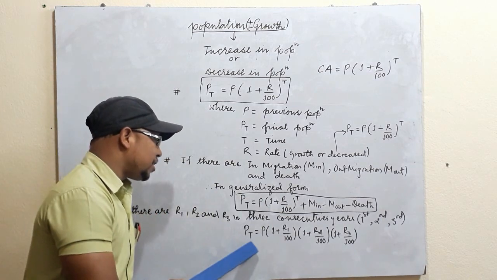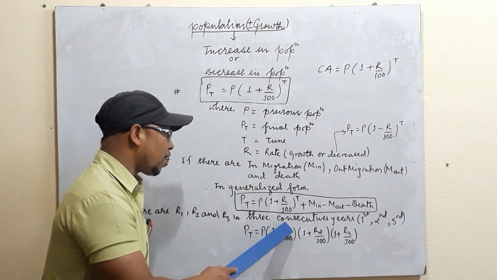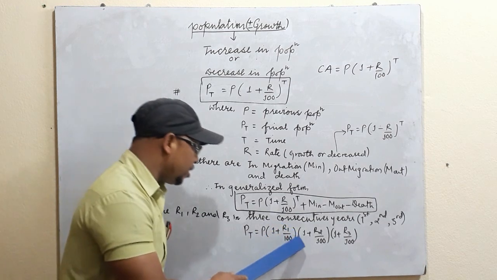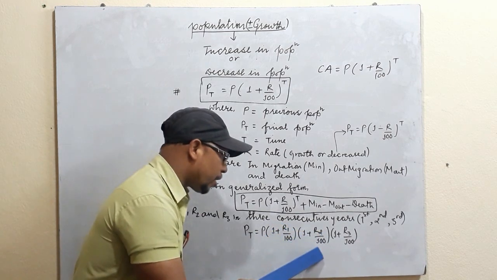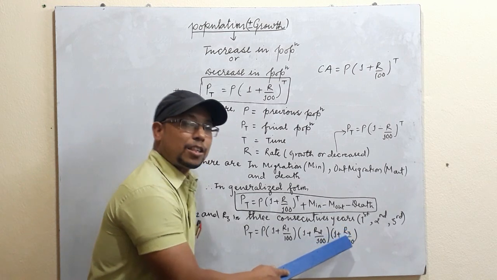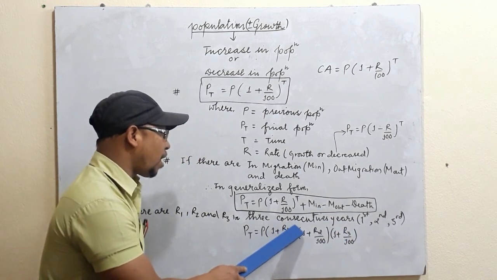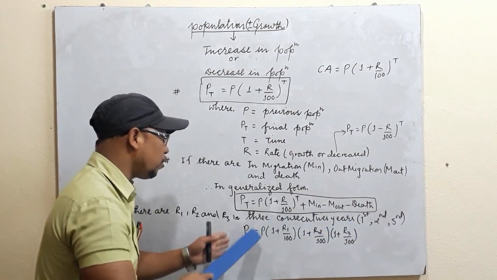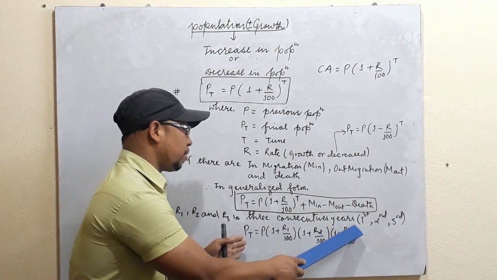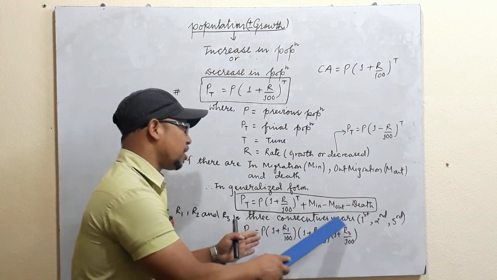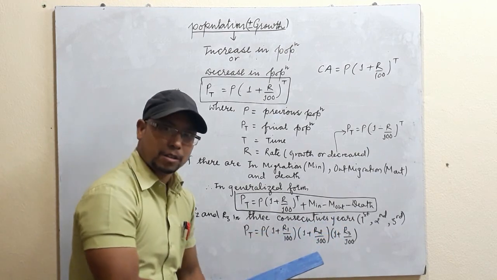This is Pt equals P into (1 plus R1 by 100) into (1 plus R2 by 100) into (1 plus R3 by 100), and here the whole power t means this is 1, this is 1, 1, so the formula reduces to this. You no need to write t here, because all the t are 1, 1, 1. Okay.